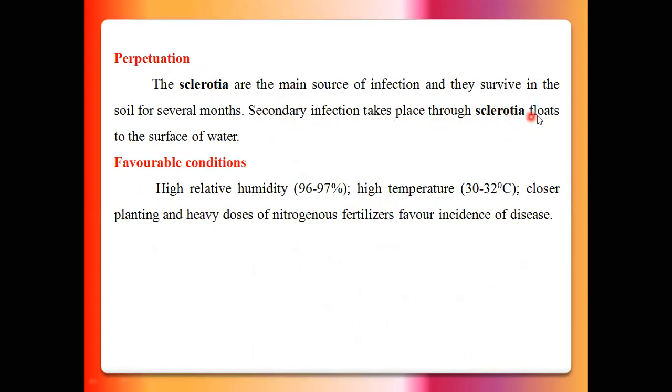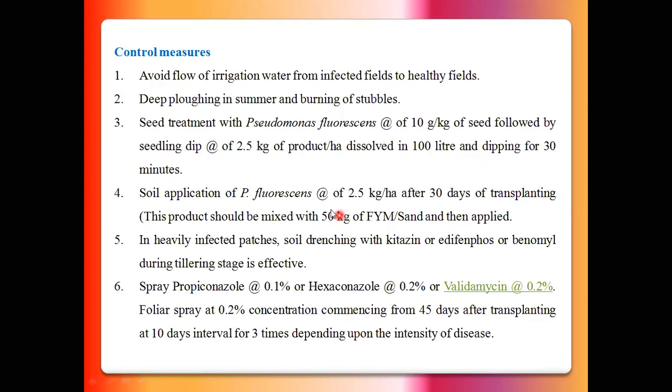This sclerotia may float on the surface of the water, so finally it reaches other healthy plants, and these healthy plants become infected. Then control measures: avoid the flow of irrigation water from the infected field to the healthy fields, because the secondary spread of the disease is through sclerotia. This sclerotia mainly floats on the surface of the water.